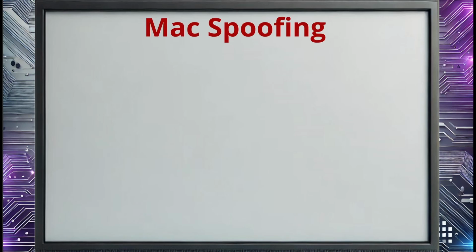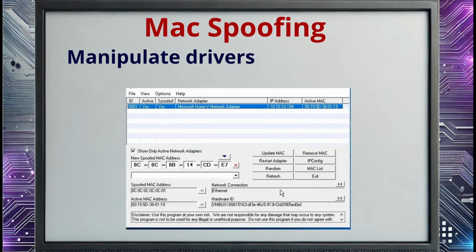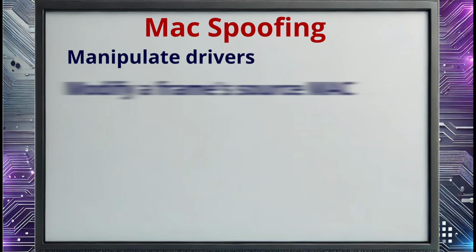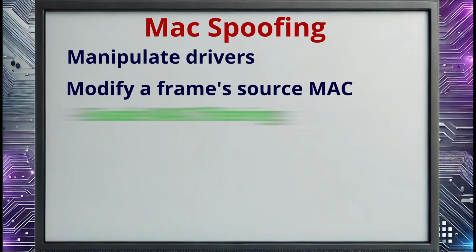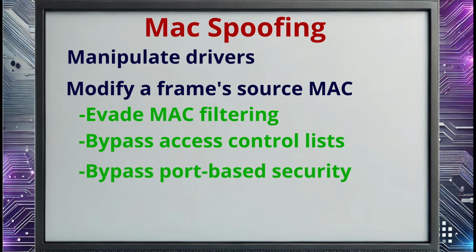Now, while the MAC address on the NIC can't be altered, the drivers and software that are used for communication between hardware and operating systems can be manipulated. This spoofing is done by modifying a frame's source MAC address. An attacker can use this to replace the MAC address on his or her computer with the MAC address of an accepted device. Other times, an attacker might use it to bypass a router's access control list or to bypass port-based security on a wired switch.